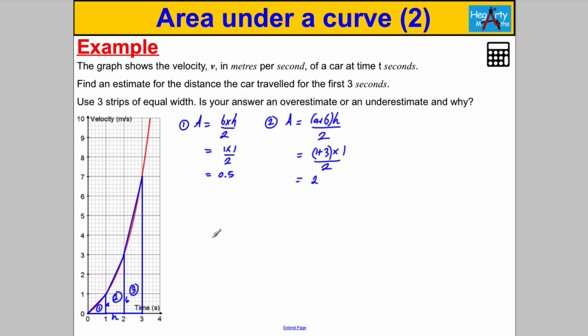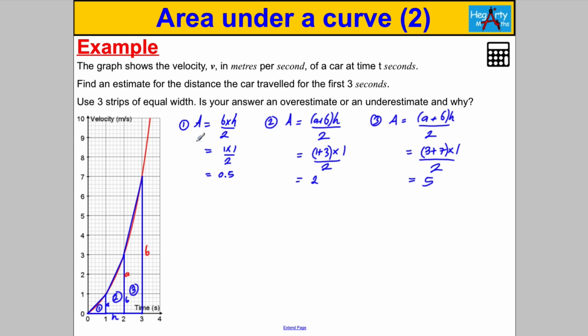to 2. And for the third one, the area is another trapezium, so it's going to be A add B multiplied by H over 2. We've got a different A and B here. This one's A in this case, and this one's B. So A is 3 and B is 7. So this is going to be 3 add 7 multiplied by the distance apart of 1 divided by 2. So that's going to give us 10 on top divided by 2, which is 5.